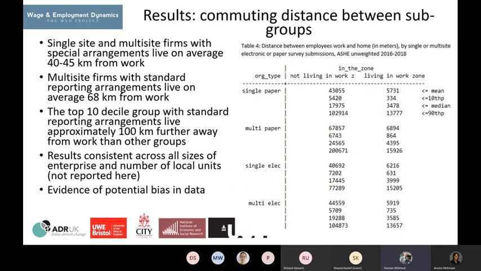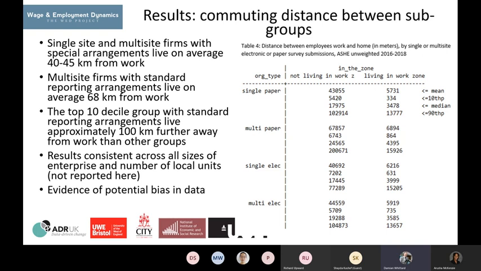So still just within ASHE, we then looked at the distance that employees live from their workplace. We broke it down by looking at those living and working in the same zone, which is column 2, and those not living and working in the same zone, column 1, which is the one we're interested in here. Distances are reported in meters and broken down across the distribution: mean, bottom 10, median, and highest 10, so those living furthest away. And then we look at the subcategories: single paper, multi-paper, single electric, multi-electric.